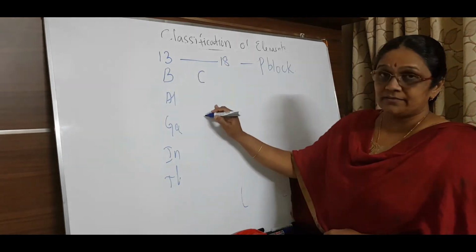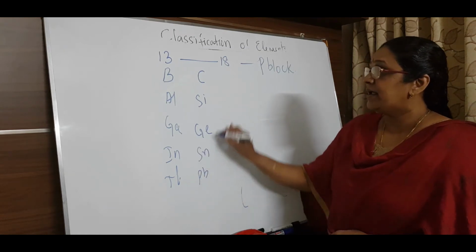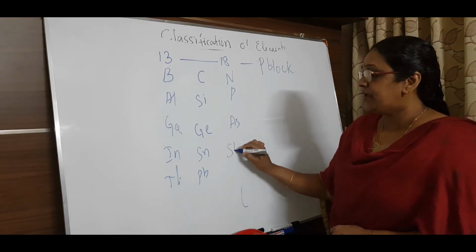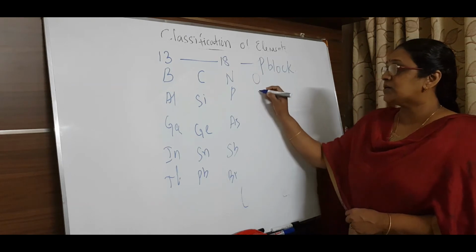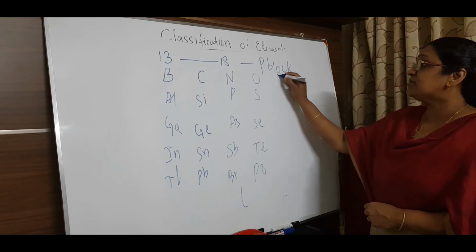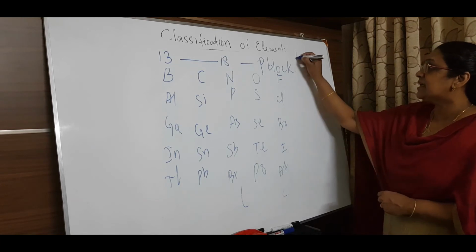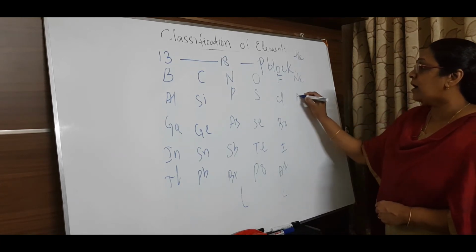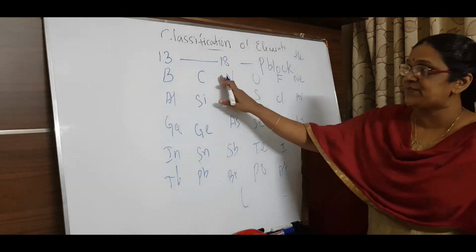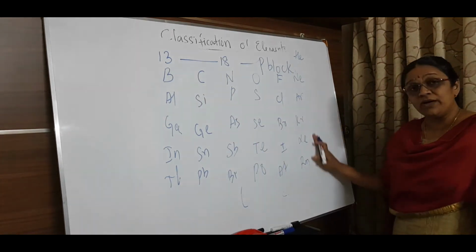The 14th group is carbon, silicon, germanium, tin and lead. Then nitrogen, phosphorus, arsenic, antimony, bismuth. Then oxygen, sulfur, selenium, tellurium and polonium. Then come fluorine, chlorine, bromine, iodine, astatine. And the last group has helium, neon, argon, krypton, xenon and radon. So the p block starts from boron and ends in the noble gas elements.